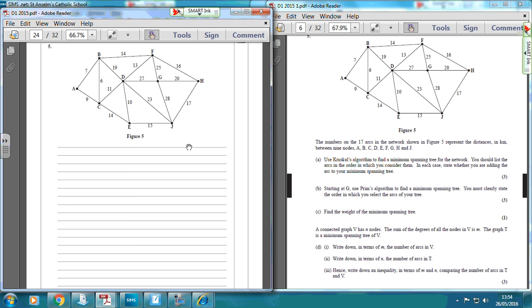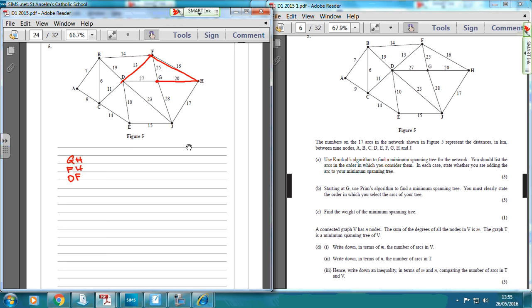Okay, so Prim's, what we do is we start at G, and then we do the shortest one which is attached to our existing tree. So starting at G, the shortest one that we're going to do is H. So GH is going to be the first one we do. And then the shortest one attached to either G or H is this one, so that's going to be FH. Next one we're going to do, the shortest one attached to either G, H or F is 13. So we're then going to do DF.